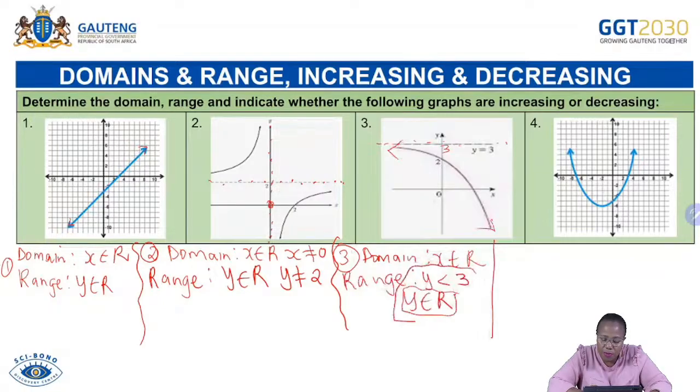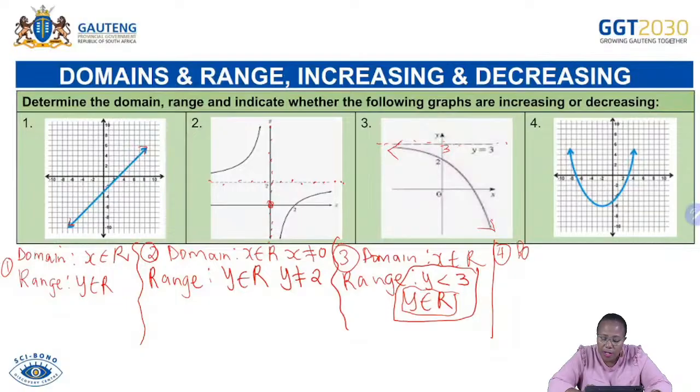It must be both of them in order to be correct. And then with the parabola graph, the parabola is the one that is exceptional in terms of increasing and decreasing. We'll come to that one after this. Let's look at the domain first.